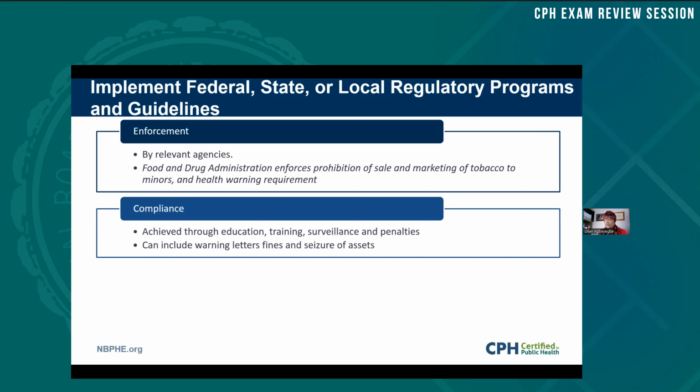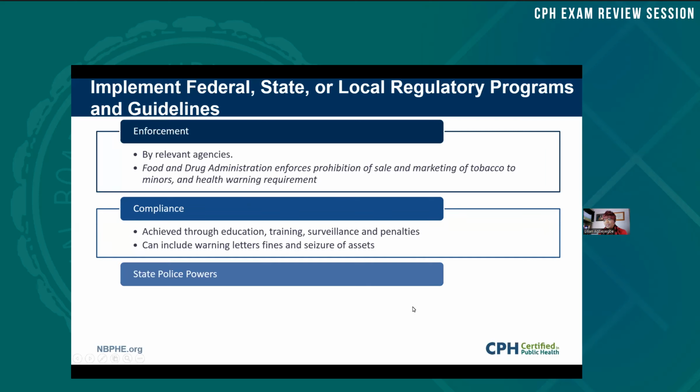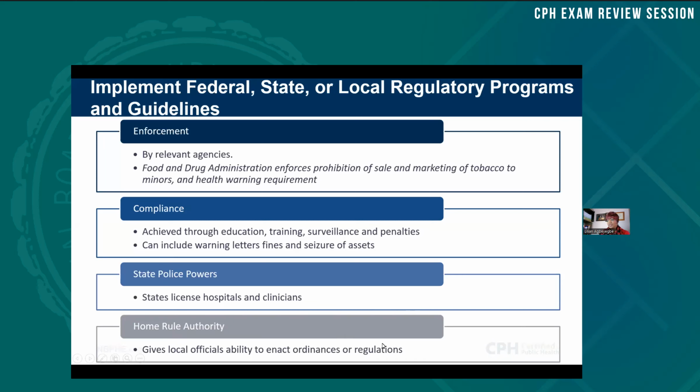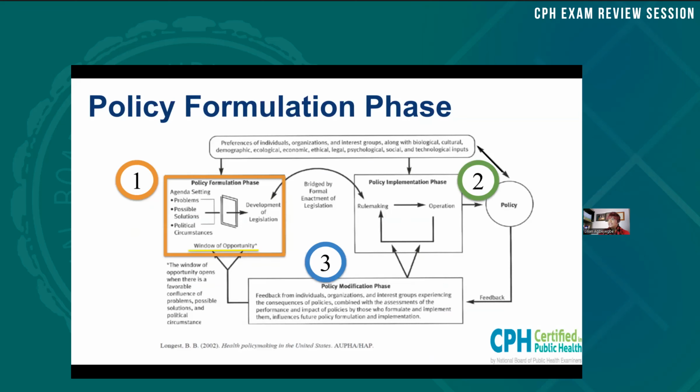We educate and we try to get people to understand what the laws are and why people need to do it. And then the state police powers. So the state licenses hospitals and clinicians, and if they are not doing what they are supposed to do, you know how it is. You can lose your license. You can't practice in this state anymore if you do something that is impacting people's health negatively. You have to go to another state to practice. And then home rule authority is where local governments have the ability to enact ordinances and regulations. So this, in a nutshell, is policy formation. You have to find a problem, find a solution.